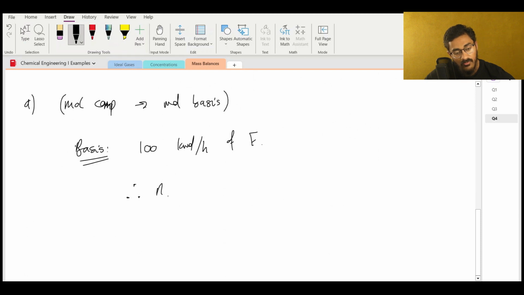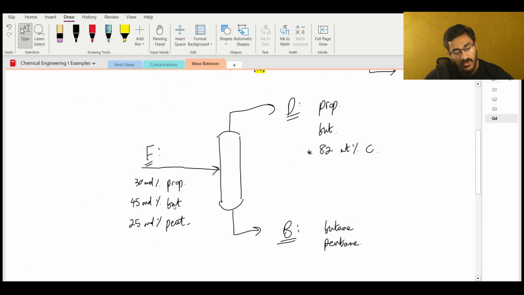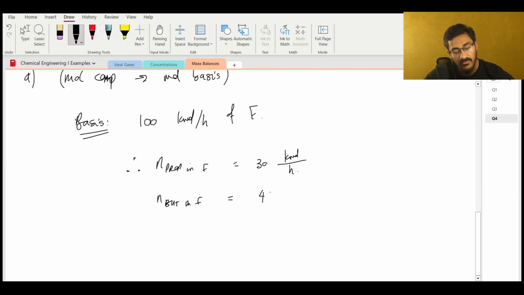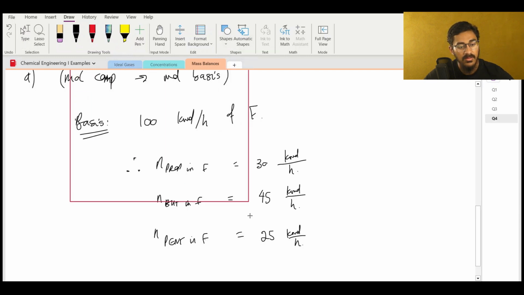Therefore, the number of moles of propane in F is equal to 30 kilomoles per hour. The number of moles of butane in F is equal to 45 kilomoles per hour. And the number of moles of pentane in stream F is equal to 25 kilomoles per hour. Okay, so we've got a good starting point. Let me put this all in a box, because all of these values originate from the fact that I've selected my basis.